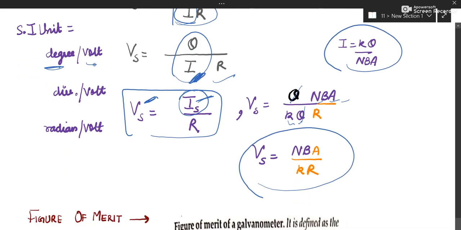The SI unit will be degree per volt, or division per volt, or radian per volt. Angle can be measured in divisions also, 1 division, 2 divisions, like that. Angle can be reported in degree or radian.